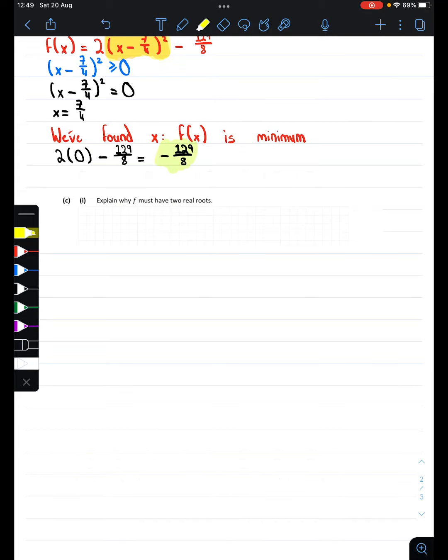Okay, now on to part C. Explain why f must have 2 real roots. Okay, so our f here, f of x, we've been writing it in this form: 2 times (x minus 7 over 4) squared minus 129 over 8. And this is the other reason why we would want to write a function in this form, where we've completed the square.